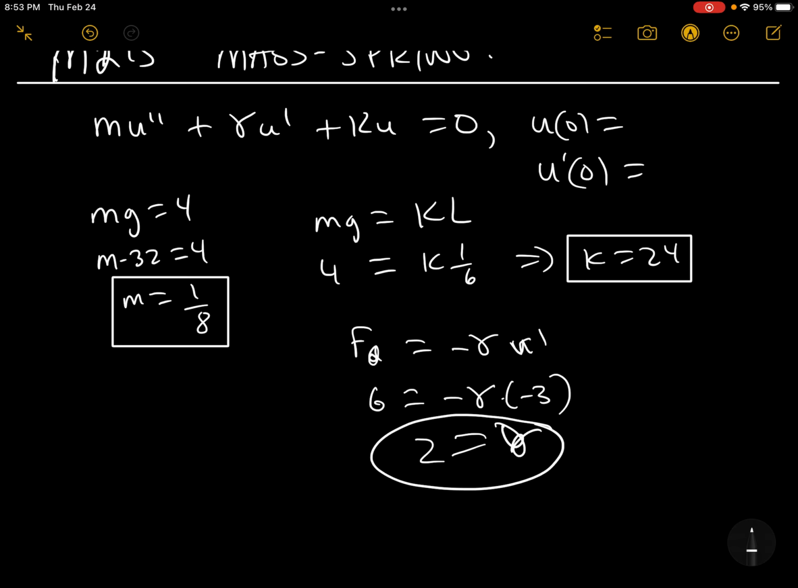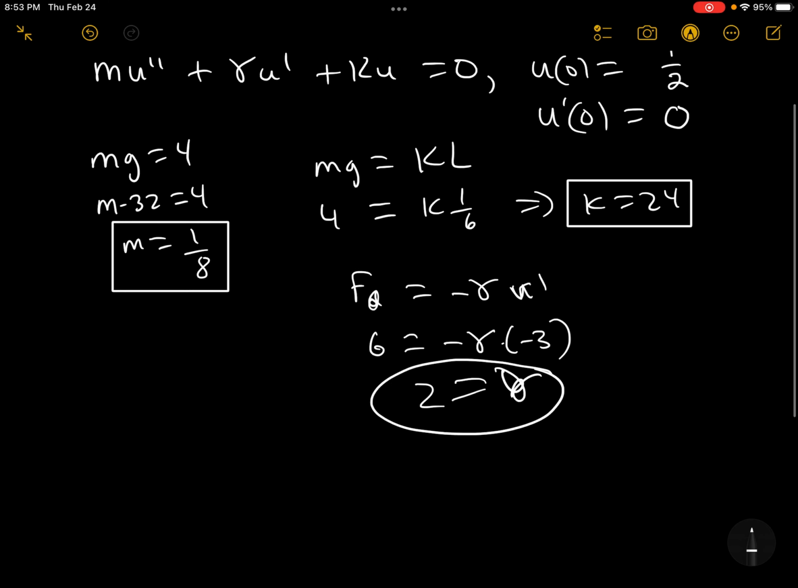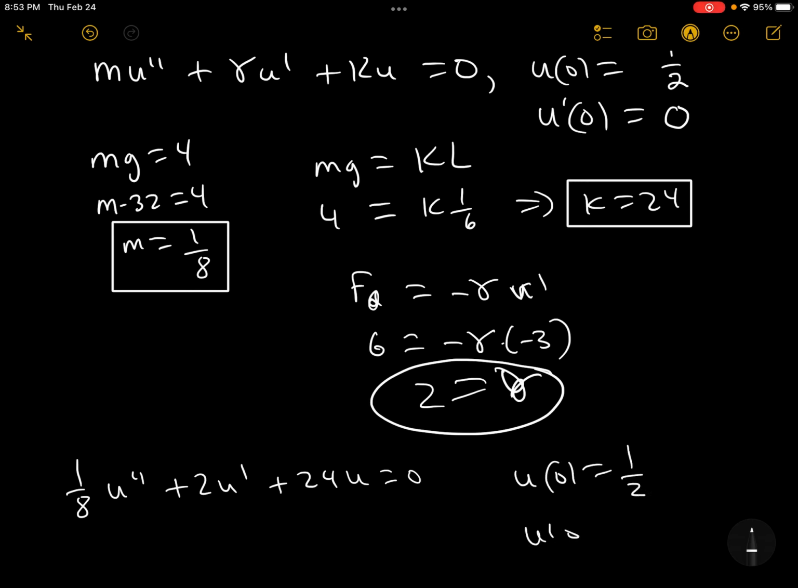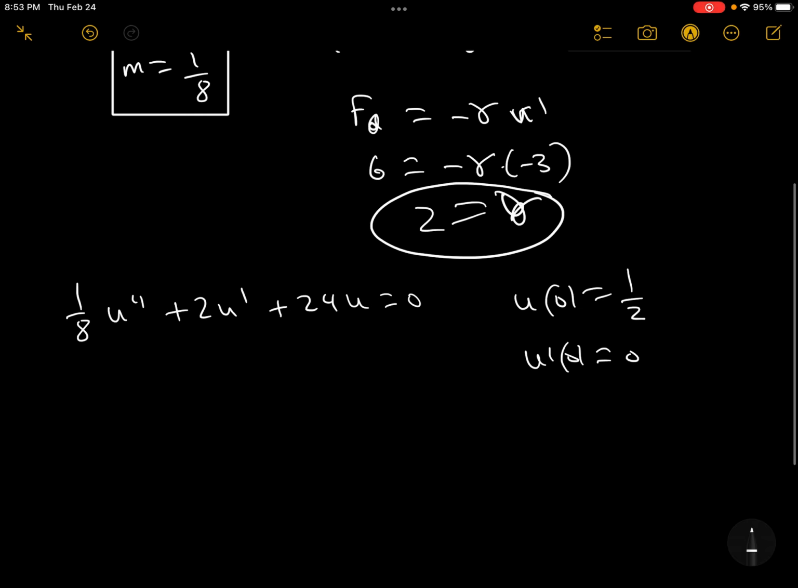Okay. All right, the initial conditions say it's pulled down 6 inches. So that's down, it's in the positive. And then it's just let go. So that implies that the initial velocity is 0. So now our ODE turns out to be 1/8 u double prime plus 2 u prime plus, where's K? 24 u equals 0. u of 0 is a half. u prime of 0 is 0. Cool, multiply through by 8. So we have u double prime plus 16 u prime plus 192 u equals 0.